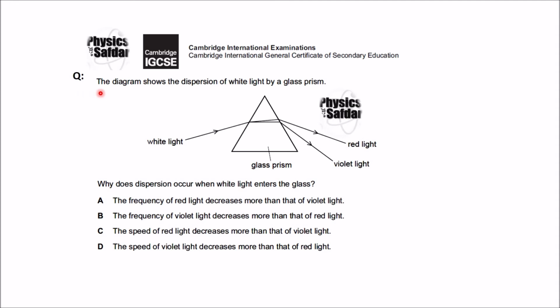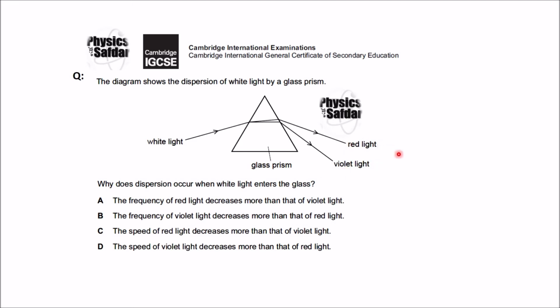Now the question is, the diagram shows the dispersion of white light by a glass prism. This is a triangular glass prism. White light hits this triangular prism. Refraction takes place. White light breaks into its components or colors, and you get red at the top and violet at the bottom. Why does dispersion occur when white light enters the glass? That means when white light hits the triangular prism, why does it break into its colors, and what's the reason for red at the top and violet at the bottom?